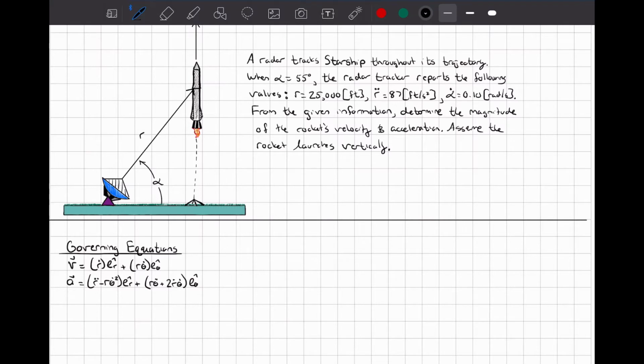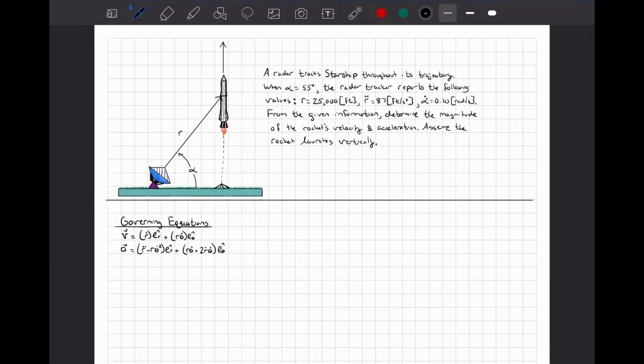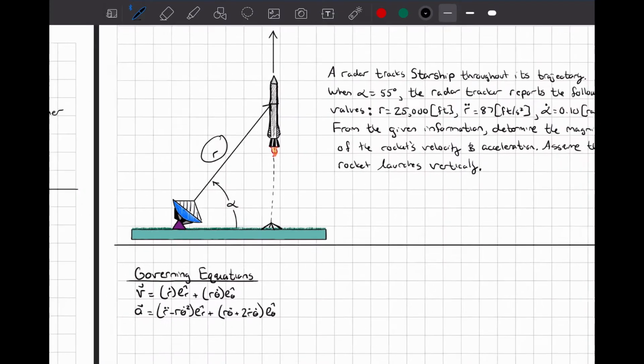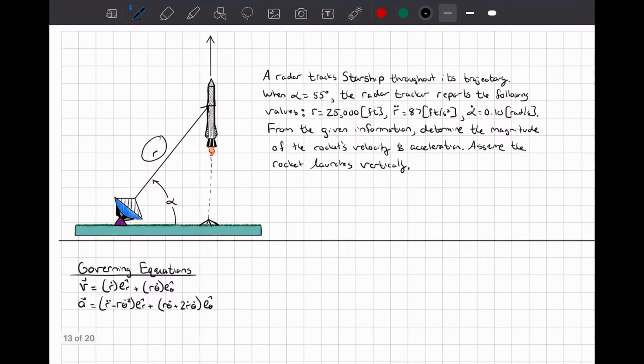And so we will assume that the rocket launches vertically. Okay? So whenever I look at this problem, I think it's just screaming to use polar coordinates. So, we're given our radial vector here, and we're given some theta or alpha angle here. And if we recognize that, we can use the polar coordinates equations that we know for particle dynamics. And you can see I listed them here in the governing equations tab.